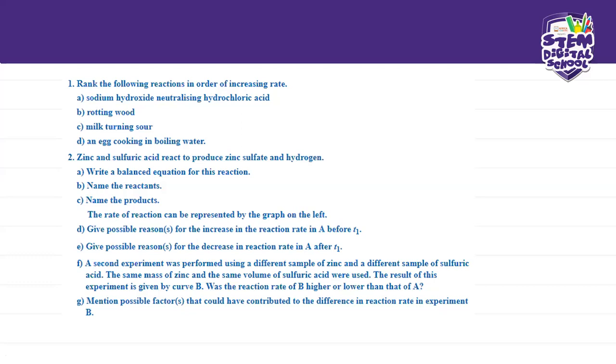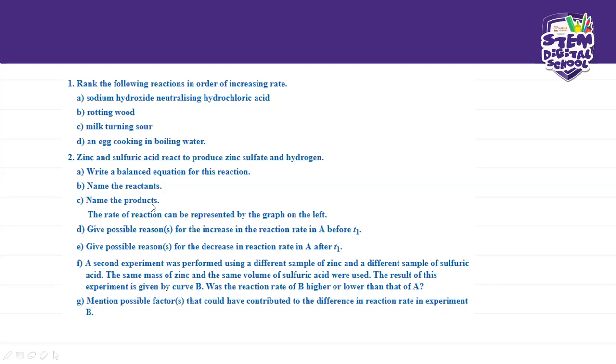And then number B says, name the reactants. And number C says, name the products. So just by looking at the reaction here, we already know that our reactants are going to be the zinc and sulfuric acid, and our products are going to be zinc sulfate and hydrogen.